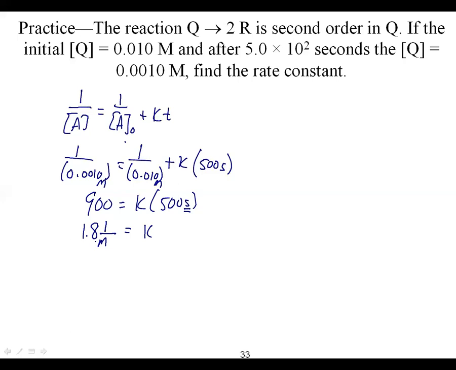So again, you want to keep track of those units. If you can't, the other thing you can remember is you already know that if it's second order, the units of K should be like 1 over molar seconds or something like that. So you can sort of add it in at the end there, again, by knowing those units that are associated with those rate constants. Any questions on that?